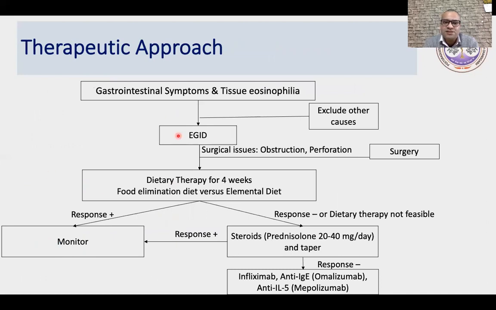So the approach is, once a diagnosis and exclusion of other causes is done, there's no underlying surgical issue like obstruction or perforation, then dietary therapy should be tried. If there is a response, one could monitor and maintain on some dietary modifications. If there's no response, the second line of therapy is oral steroids. And once these are tapered, there may be a need to have a maintenance therapy. In patients who don't respond, then other therapies are primarily, I would say, experimental, but there is some evidence of benefit with anti-IgE antibody.